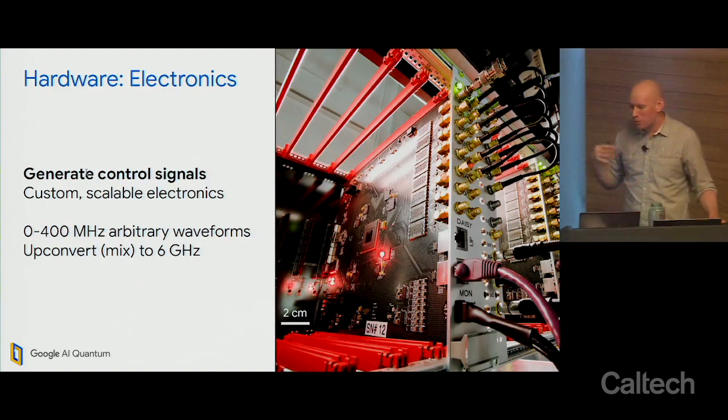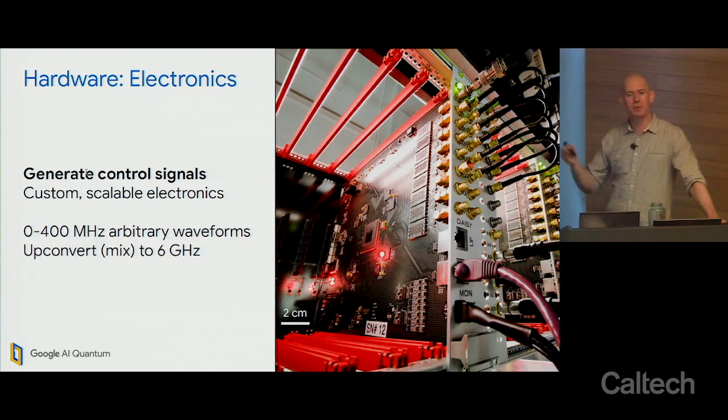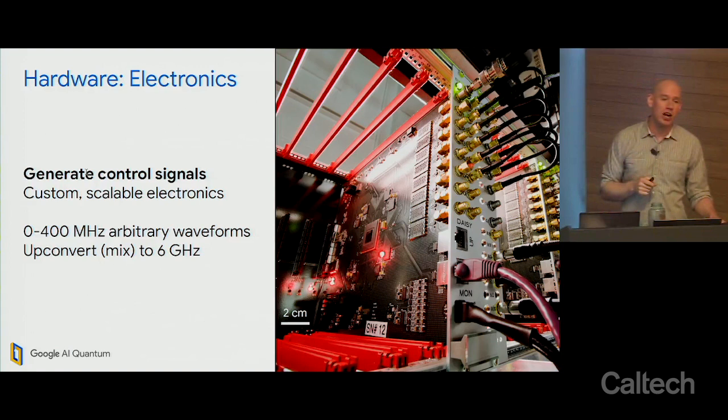Now, suppose I just handed you one of these processors. Unfortunately, that is not enough in order to make it work. One of the things that we need is really robust hardware infrastructure. So I want to spend a few minutes sharing with you some of the advances that we've made in that regard. The first thing that I want to talk about is electronics, which is really important.